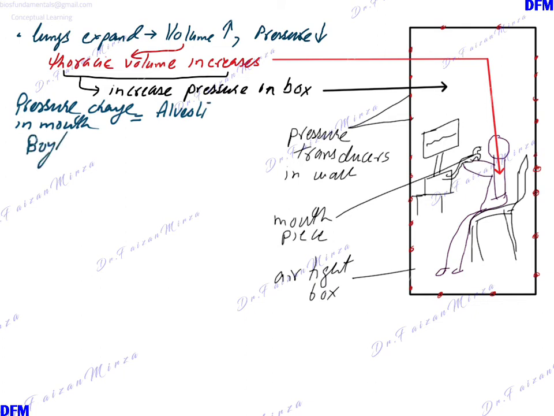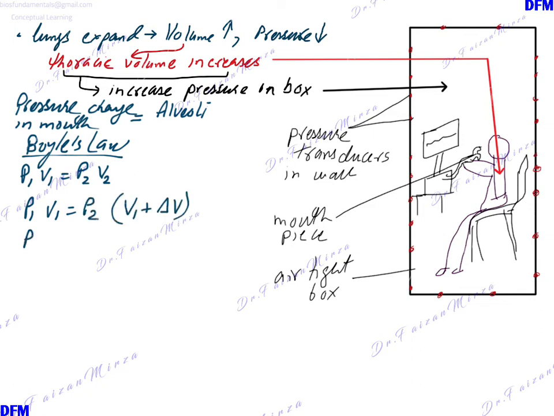So pressure changes in the mouth will be the same as in the alveoli. So we'll apply Boyle's law here. P1 V1 is equal to P2 V2. We'll use Boyle's law, P1 V1, and just rearrange this for V2. So this V2 is actually V1 plus delta V. So we just rearrange the formula. P1 V1 is equal to P2 V1 plus P2 delta V. We have just opened up this bracket using P2.